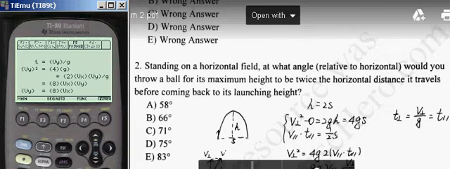And using algebra, we finally cancel certain things, et cetera, et cetera. And the answer is 82.9 degrees.